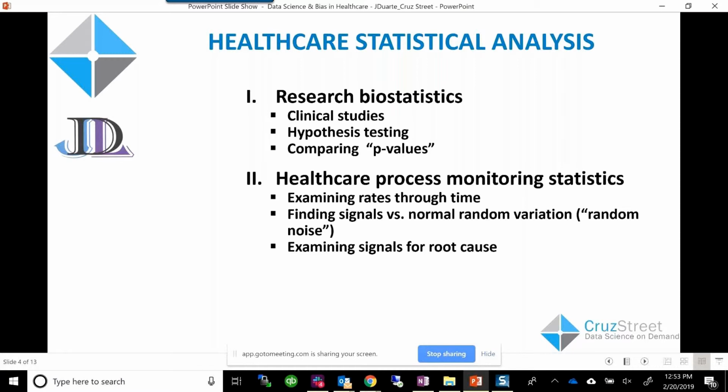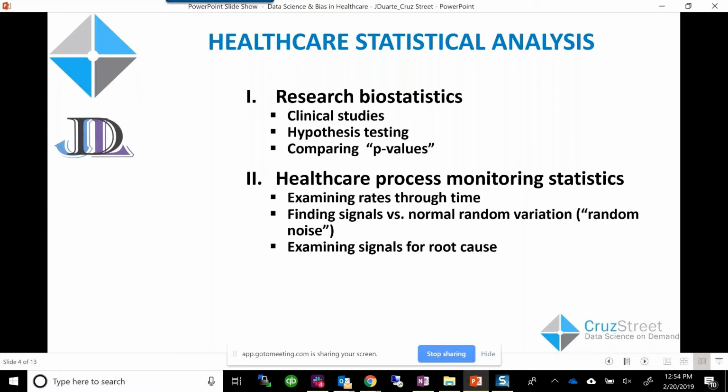As I was doing consulting with the Veterans Administration, we came across the issue of looking at process improvement. So I'm going to take a different tack here and look at data through time, or process statistics. Looking at data through time is a different type of process than comparing groups or looking at certain groupings of data. We're looking at things like signal to noise or random variation. How do we find a signal?